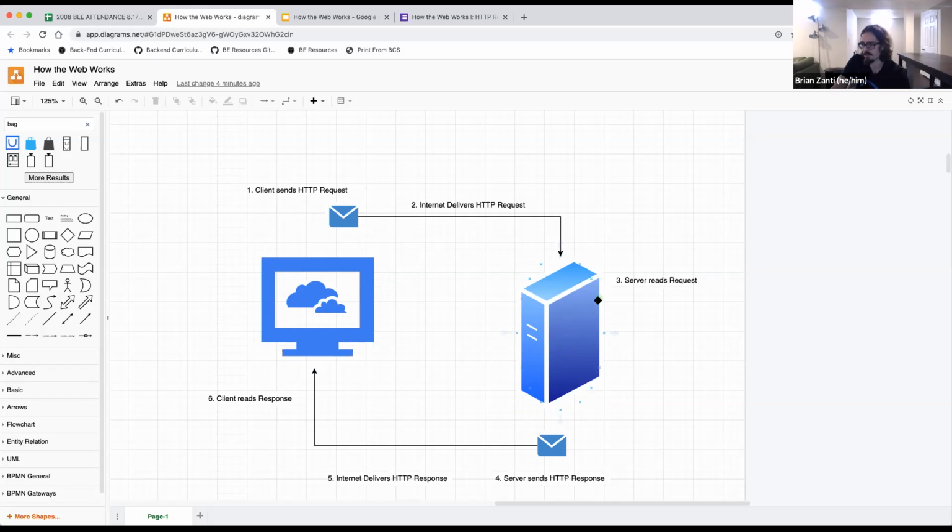The server is going to read it. It knows how to read it because it's in that HTTP request format. The server is going to send its response back. The internet is going to deliver it, and the client is going to read it. The client knows how to interpret it because it is formatted as an HTTP response.